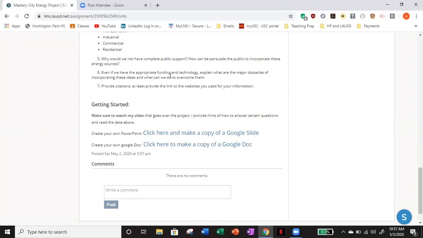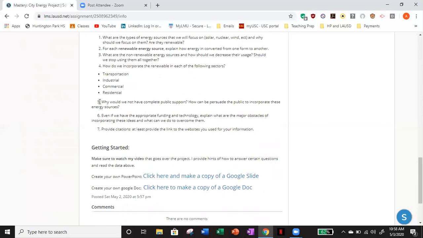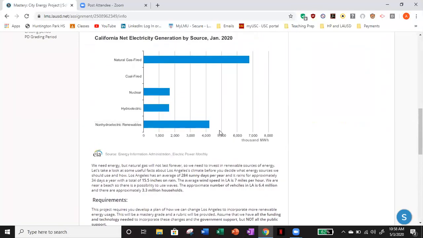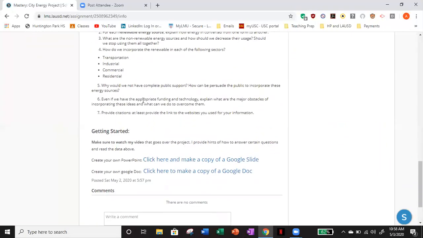And then also, even though let's say we have the money and technology, what are the major obstacles about incorporating these ideas? Can we overcome them? So number 5 kind of goes into number 6, so you maybe mention it here. Another thing you can mention is time, and how many people we have to work on improving this. So like, do we have enough manpower to make sure we install solar panels on different houses or something like that? That's for you to decide and explain how we can overcome them.